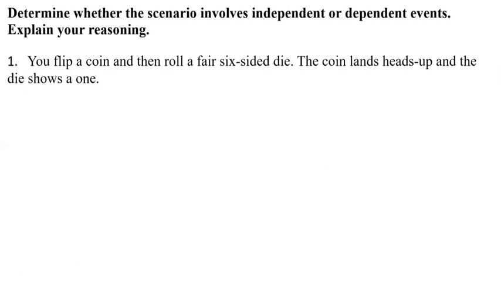So determine whether this scenario involves independent or dependent events. You flip a coin, then roll a fair six-sided die. The coin lands heads up and the die shows a 1. What I want to know: does flipping the coin have anything to do with rolling a fair six-sided die? Are these independent or dependent? The answer is these are independent because the coin has nothing to do with the die.